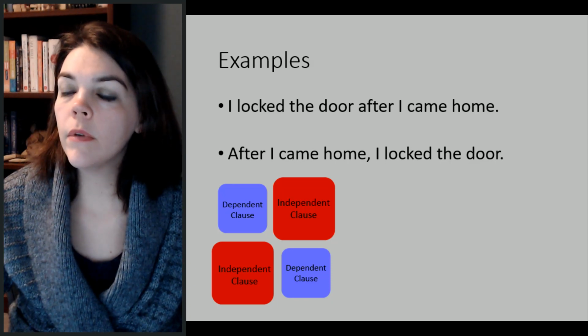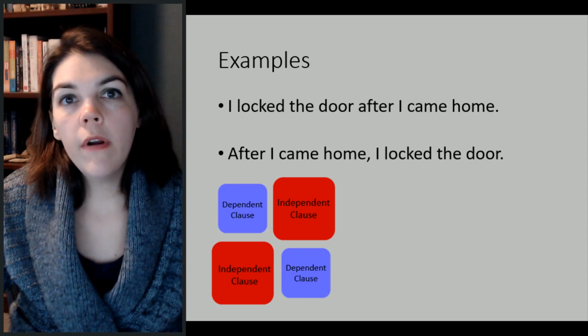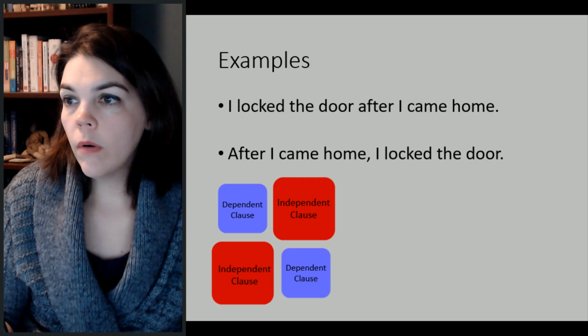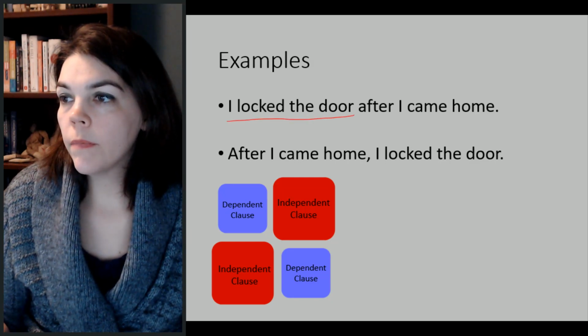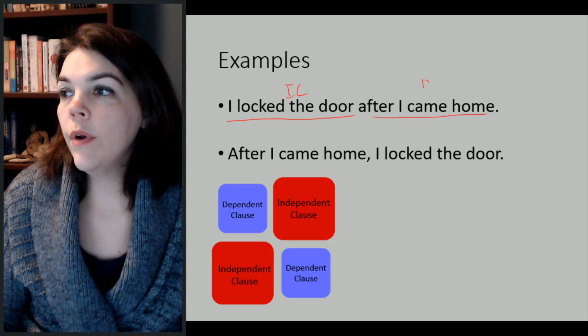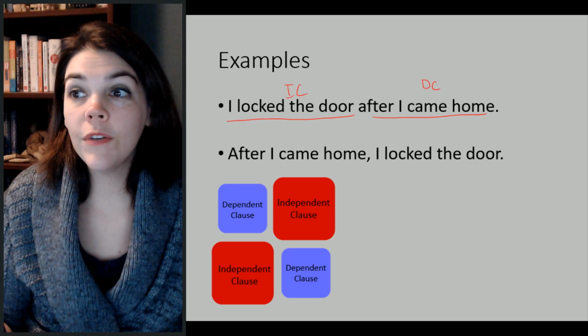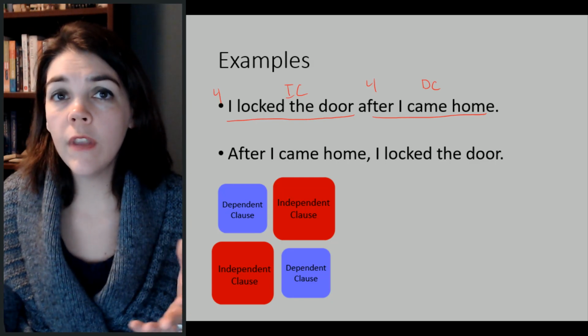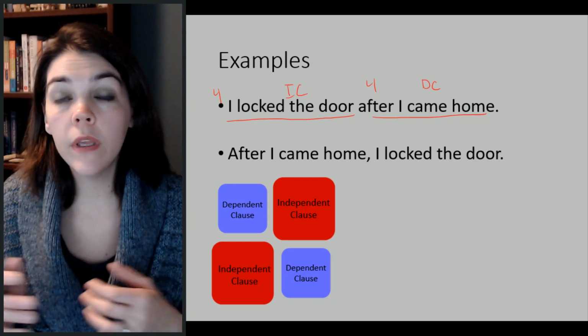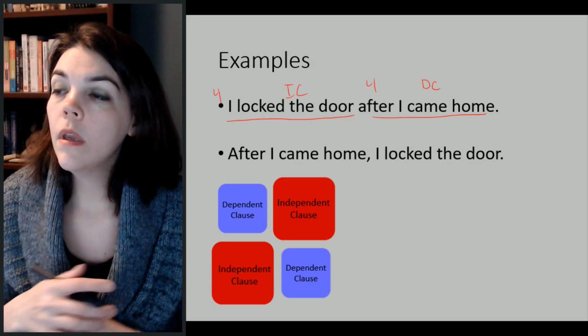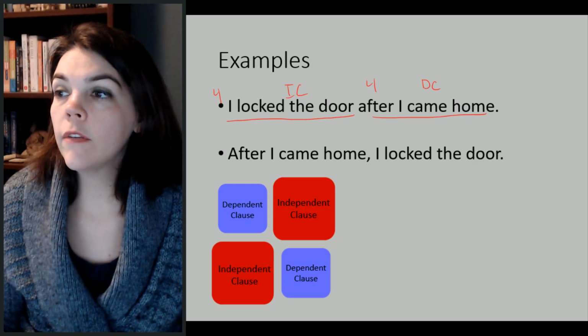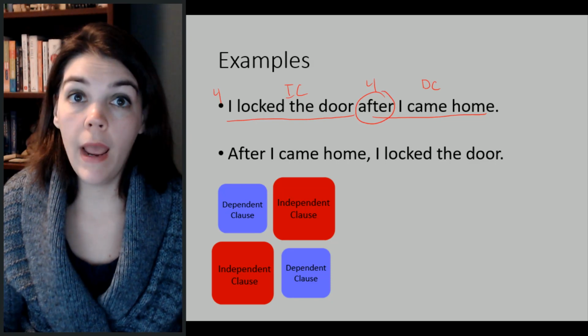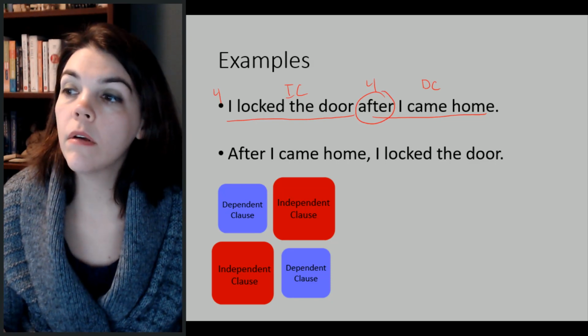So here are some examples. I locked the door after I came home. So here is our independent clause. And here's our dependent. Now notice they're the same number of words. You have 4 words here and you have 4 words here. So you can't always look for which one has more words. They might have the same or you might have fewer in the independent clause. How we know that this is the dependent clause is we have after. After comes at the beginning of a dependent clause.